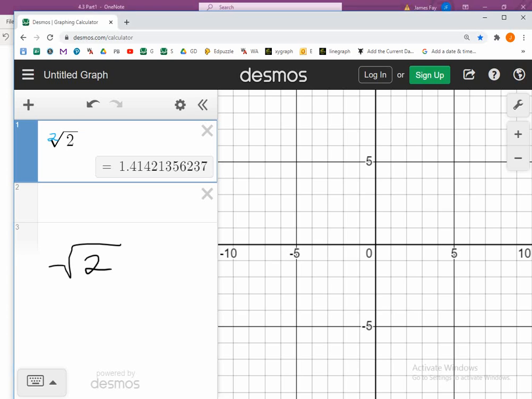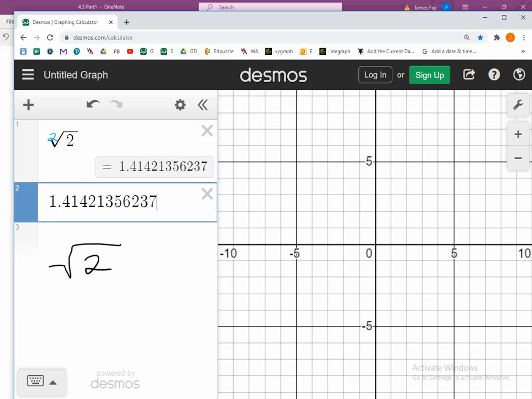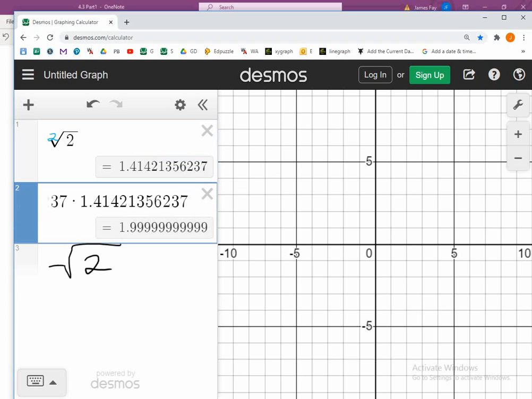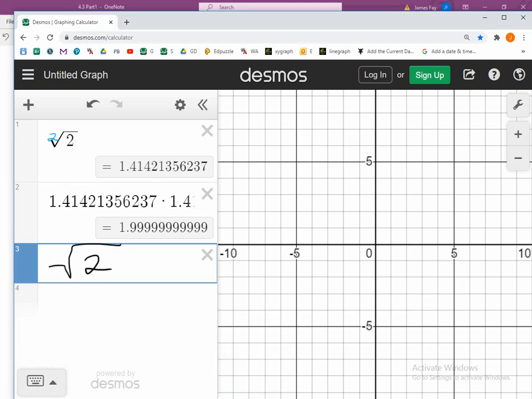So to prove this to you, let's take this number and multiply it by itself. Okay, now understand, it gets 1.99999999999. The reason it's not giving me 2 is because that number goes on forever like pi does. Right now I'm only able to capture 10 decimal places, so when it multiplies by itself, it doesn't give me the complete 2. There's a little bit of rounding error there. Does that make sense?